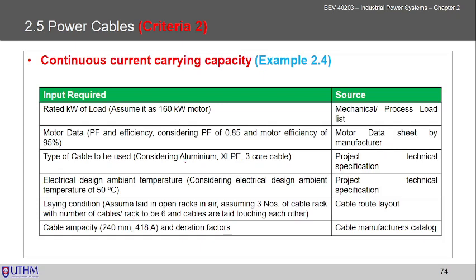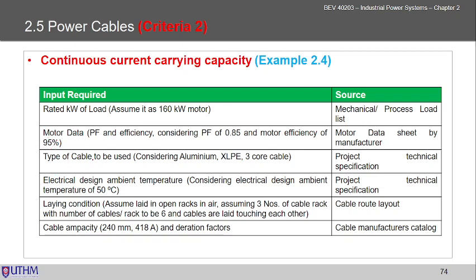Okay, we continue with the previous examples. Example 2.3. From example 2.3, the last cable size that we obtained is 240 mm square. Now we continue. We know that our cable is serving a motor load, which is a 160 kW motor. This data you can obtain from the mechanical engineer or the process load list. And for the motor data, we have the power factor of 0.85 and the efficiency of 95%.